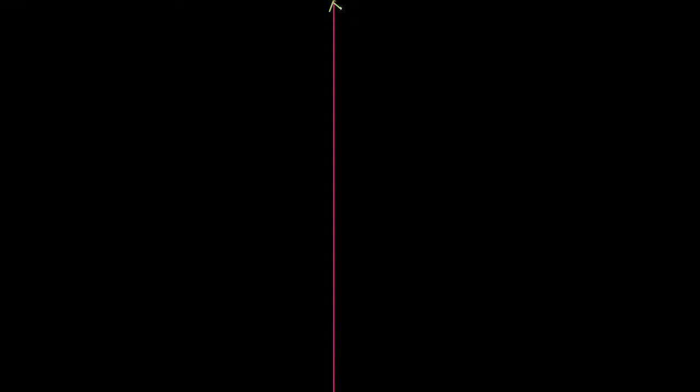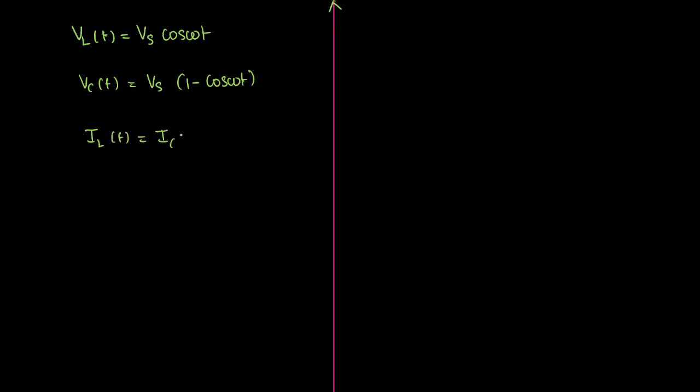First we will write the expressions here one more time. VL of t equal to supply voltage Vs into cos of omega t. Then Vc of t, voltage drop across the capacitor, will be equal to supply voltage Vs into 1 minus cosine of omega t. Similarly, the expression for current flow through the whole circuit, or through the inductor, or through the capacitor, or through the supply, will be equal to Vs into square root of C by L into sine omega t. Yes or no? Yes, sir.